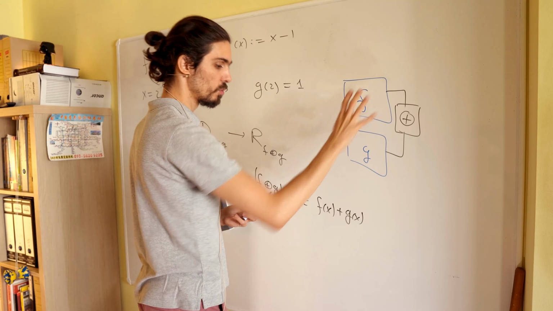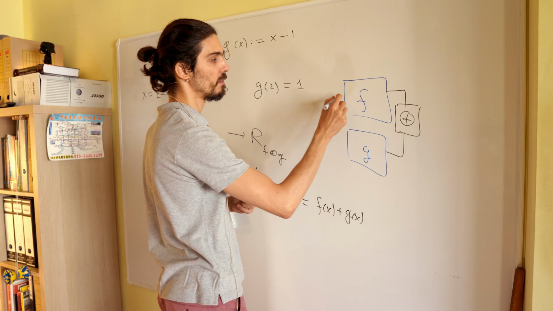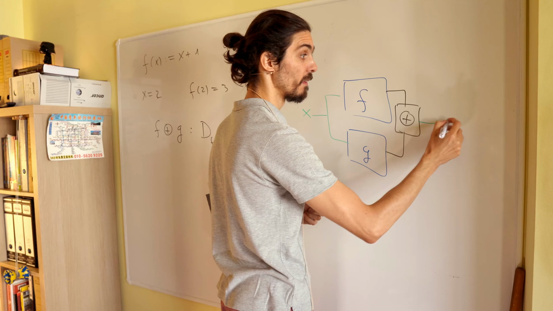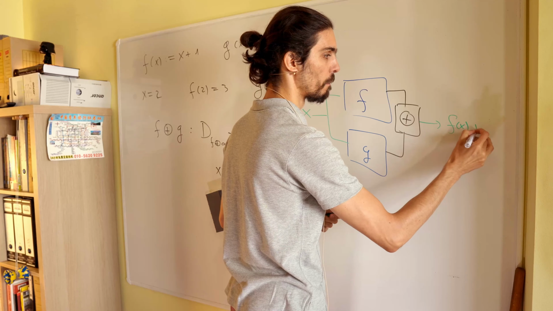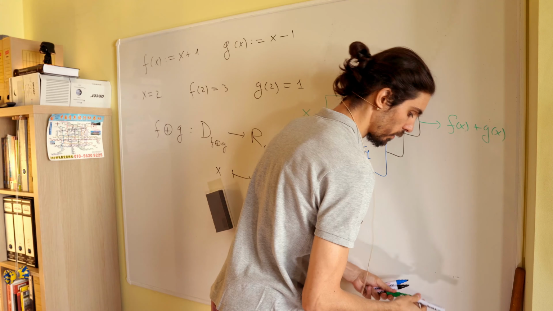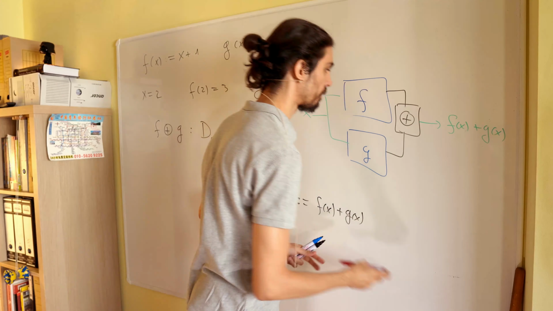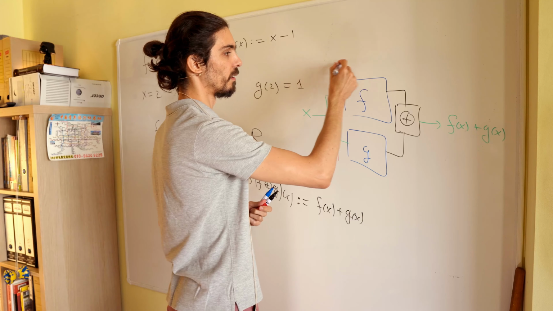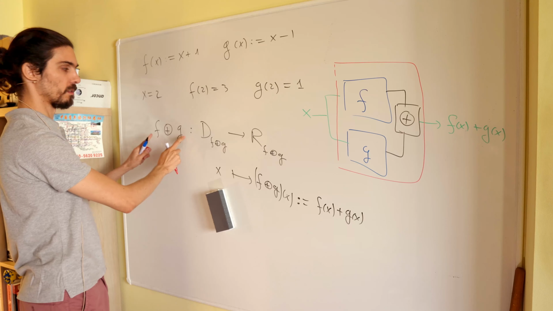And so when you feed a number x into this new thing here, you get the number f of x plus g of x. So, by looking at this diagram, what do we see? Well, we see what this thing means.